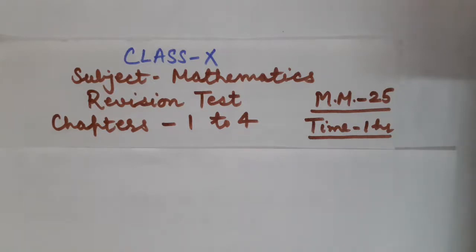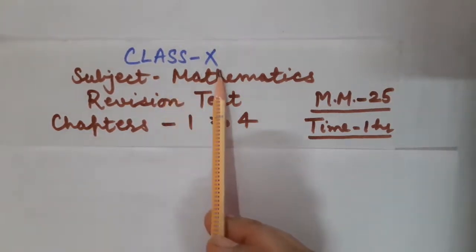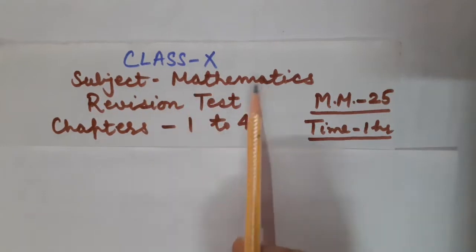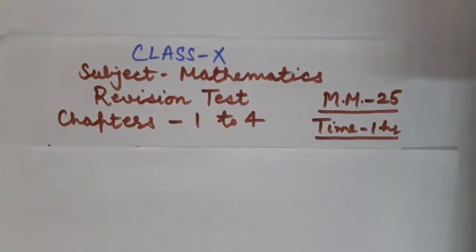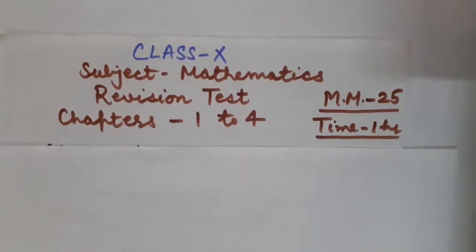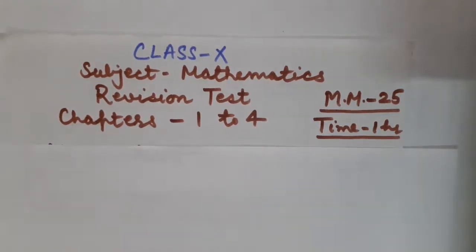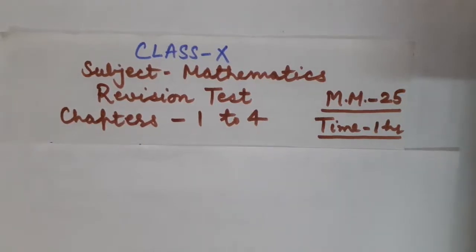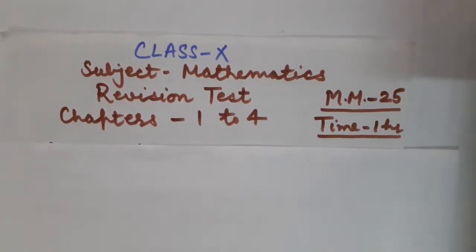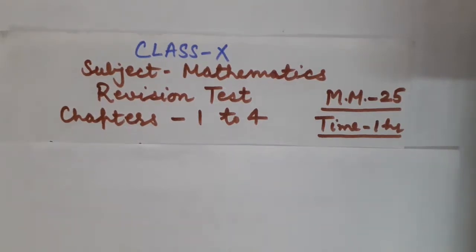So, children, let us start today's mathematics class of grade 10. This is class 10th, subject mathematics. Children, today I am going to conduct your revision test of chapters 1 to 4, which we have just revised. That is chapter number 1, real numbers, chapter number 2, polynomials, chapter number 3, a pair of linear equations in two variables, and of course chapter number 4, quadratic equations.